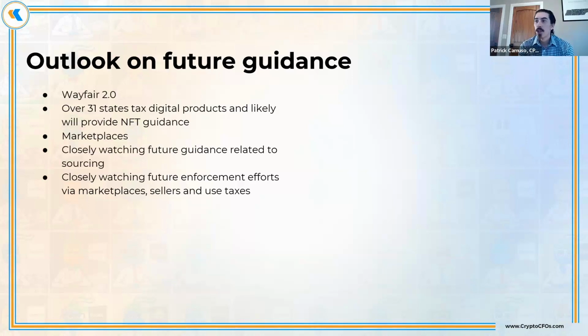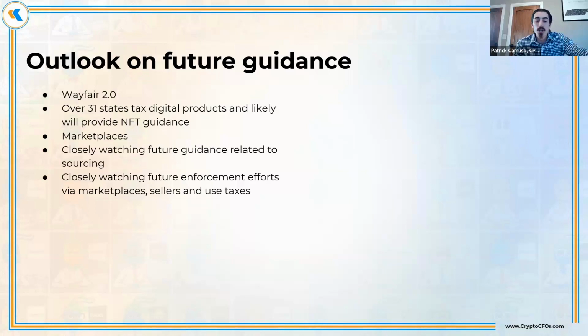Yes, closely watching future guidance related to sourcing. This is important. I actually didn't get into this when I was talking about Washington State, but one of the big issues, like I've said, is the fact that in order to get into compliance with sales taxes on chain, you're going to have to start collecting information associated with people, not custodial wallets. Specifically, you're going to have to collect their address. And there's going to be friction with that, obviously.